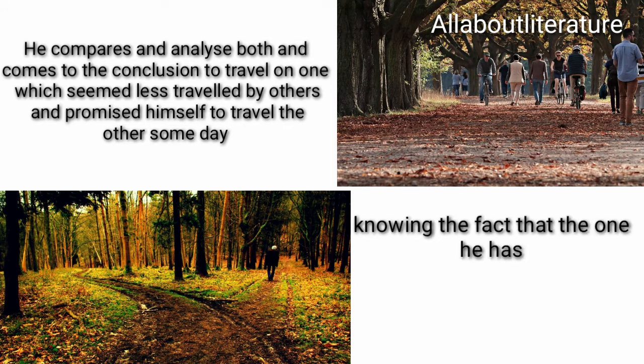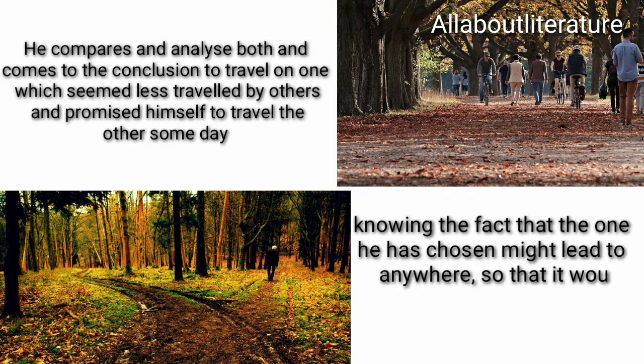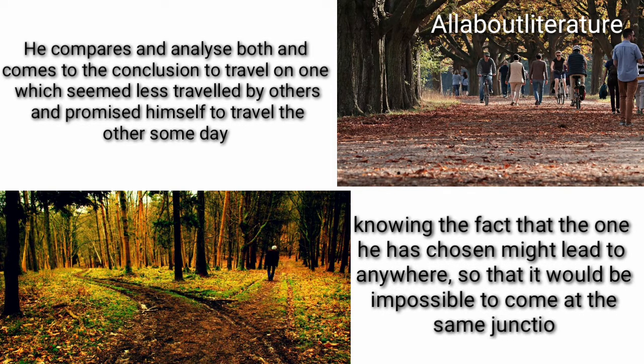Yet he knows that the one he has chosen might lead anywhere, so that it would be impossible to come to the same junction again. So the poet is quite aware of the fact that one path leads to another, and he has no idea whether he will be able to come back to the same path again, but still he promises himself that he will come back and travel the other road.